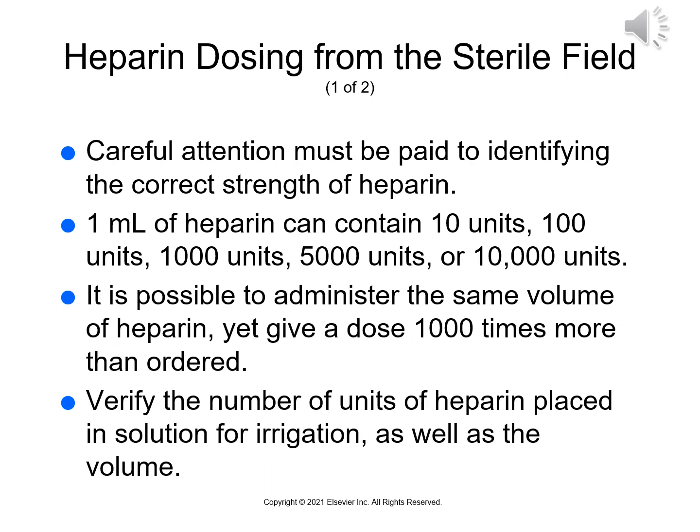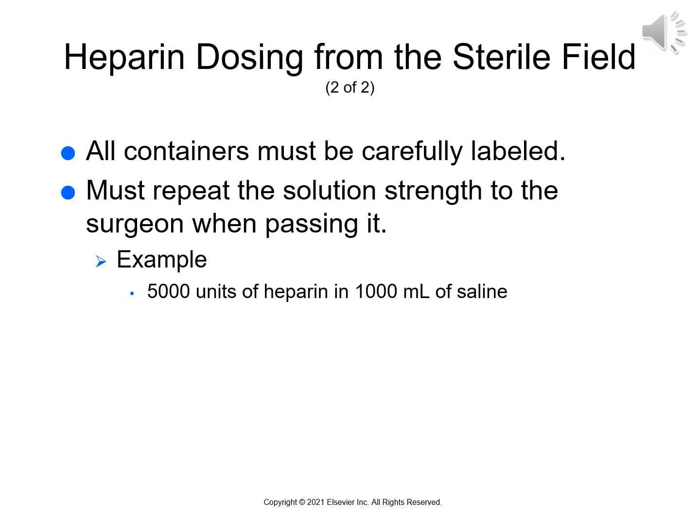So again, although heparin was discussed earlier, it's important to reemphasize some important information about dosing from the sterile back table. So many dosing errors have occurred because 1 milliliter of heparin can contain significantly different units, from 10 units to 10,000 units. Use the general medication safety rules and exercise the utmost caution to verify the actual dose of heparin.